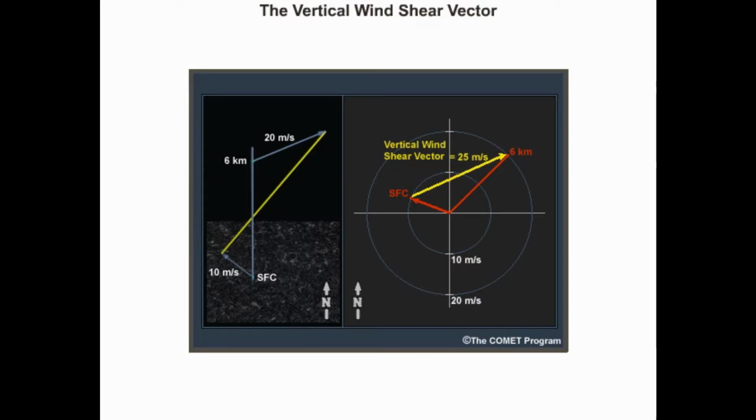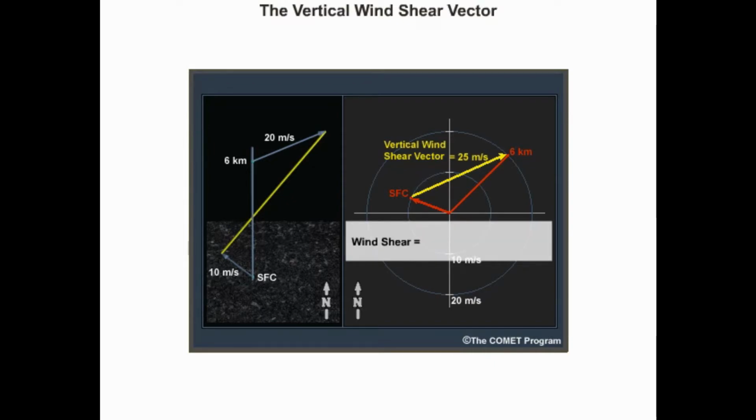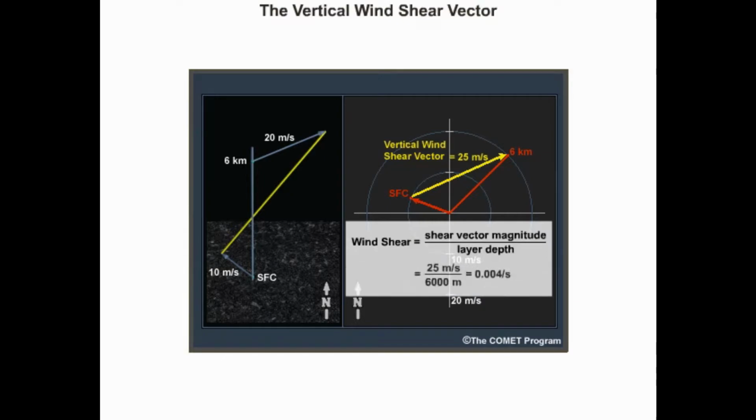Here we depict the shear vector in units of meters per second, or knots over the depth of the layer it represents. For example, 25 meters per second over 6 kilometers. More accurately, wind shear is presented in terms of the unit distance, in which the shear vector magnitude is divided by the layer depth. Thus, 25 meters per second divided by 6,000 meters results in a shear magnitude of 0.004 per second.